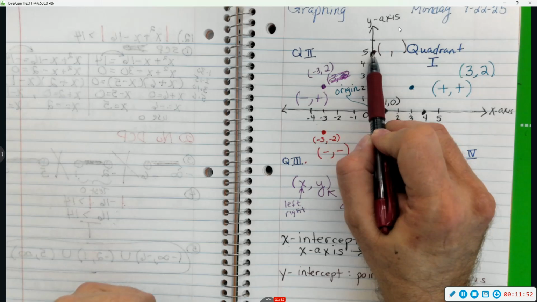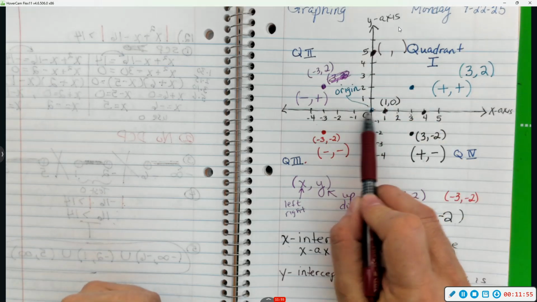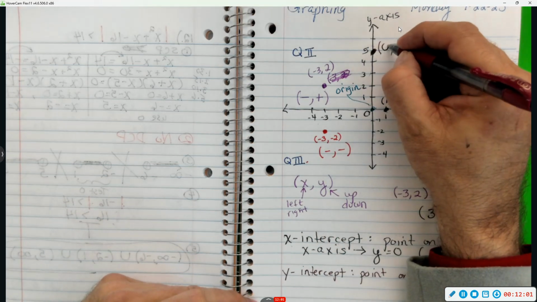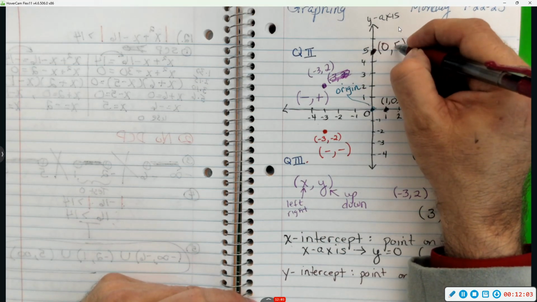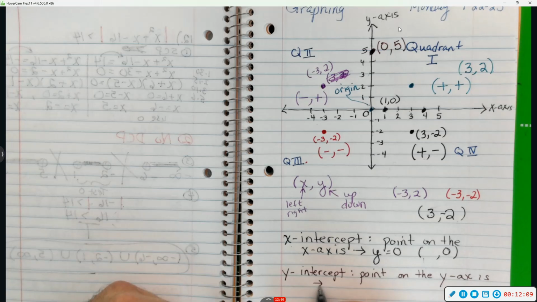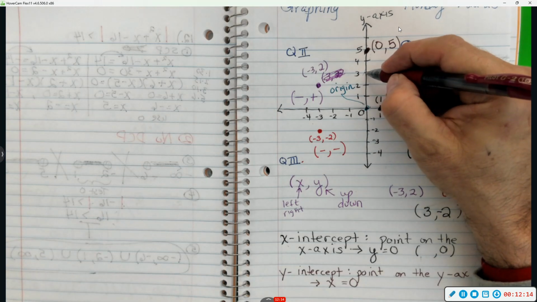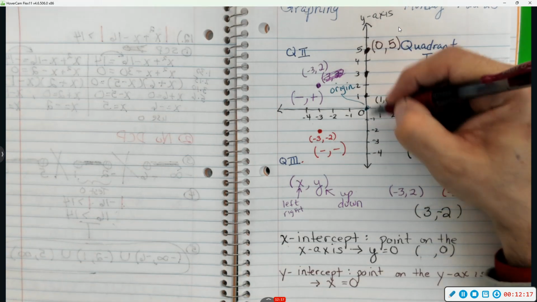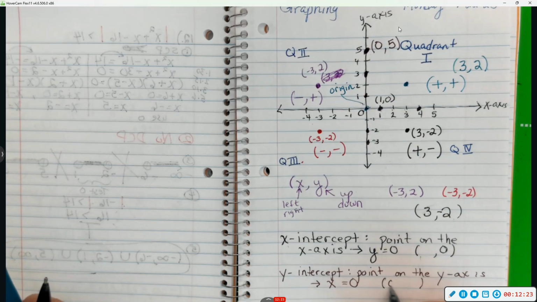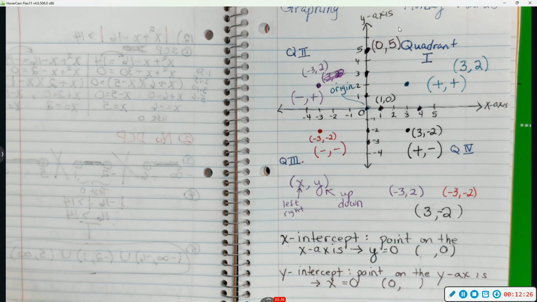How would we write that as an ordered pair? To get to this point, you don't move left or right, do you? So the x would be 0 and the y 5. A point on the y-axis. If it's on the y-axis, that means the x has to be 0. Any point on this y-axis has an x value of 0. And so the ordered pair will look like this, 0, comma, some number. Ooh, let me move this out of our way.